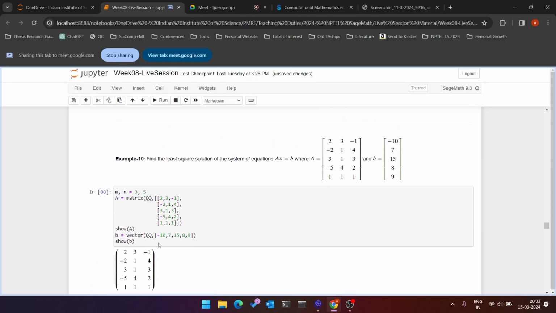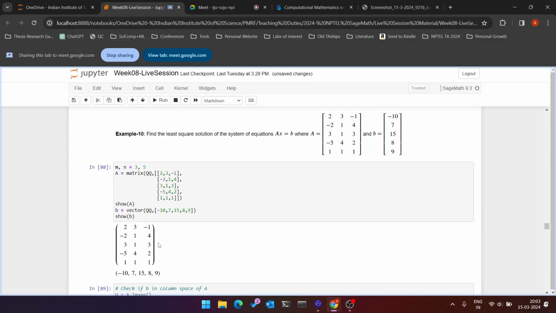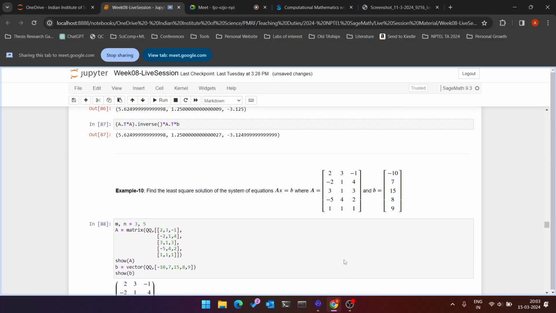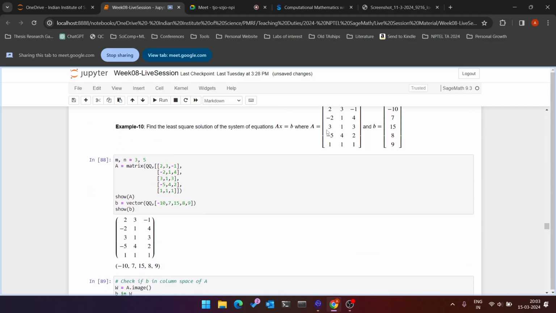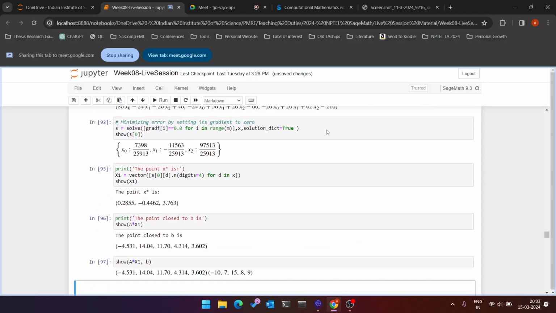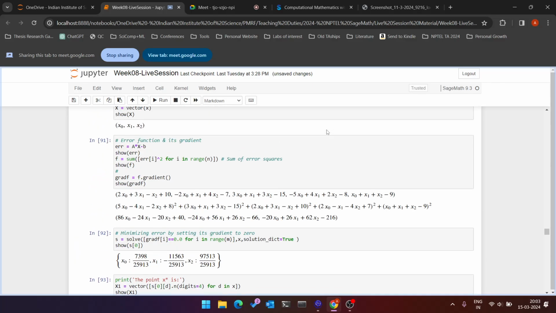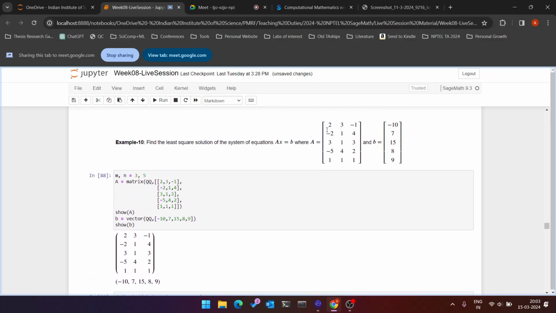this is how we can obtain a least square solution to the system Ax equal to B, which is not perfectly solvable, but which gives us a point x star such that the norm of Ax star minus B gets minimized. So that is basically the least square solution. Okay, any doubts with this example?